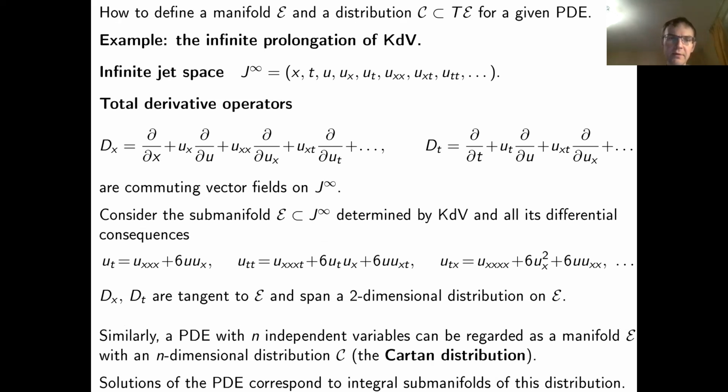Similarly, for any PDE satisfying some non-degeneracy conditions, with n independent variables, one can construct a manifold E with an n-dimensional distribution C called the Cartan distribution. And in this picture, solutions of the PDE correspond to n-dimensional integral submanifolds of the distribution.